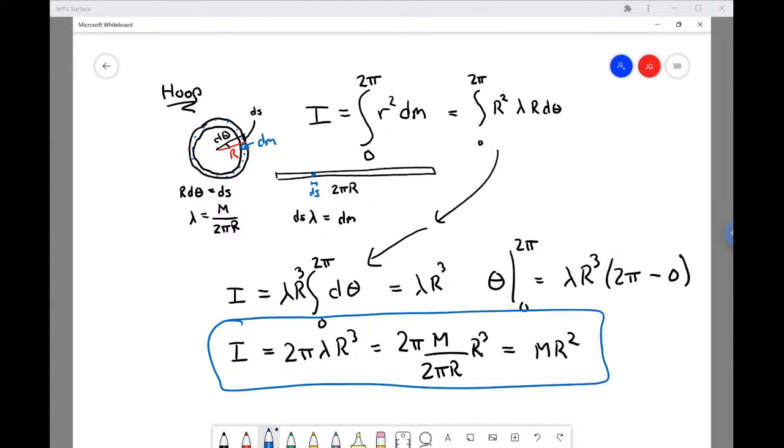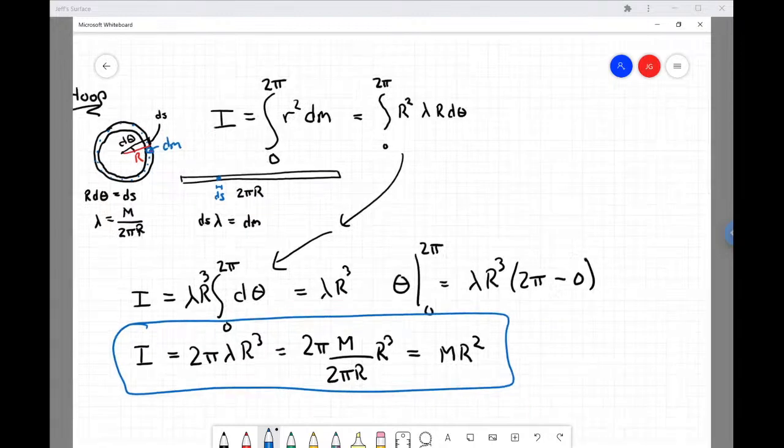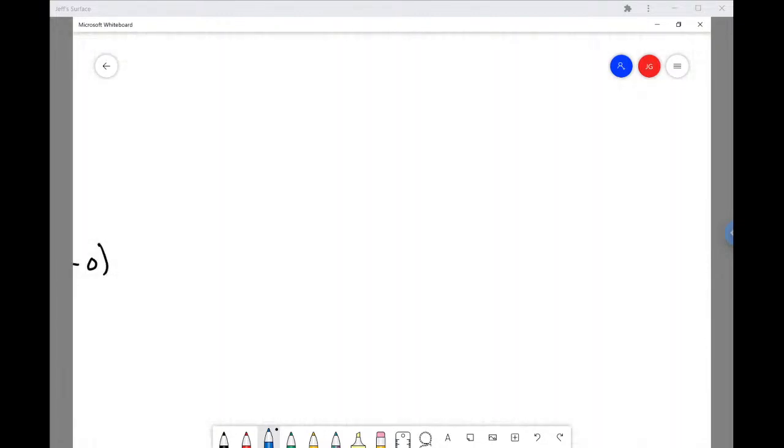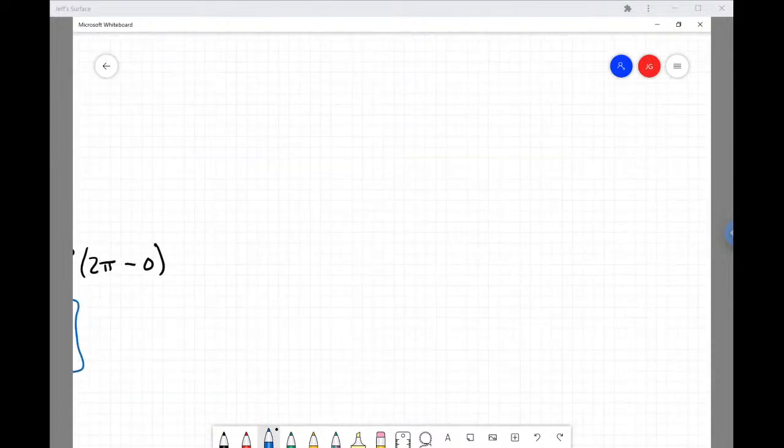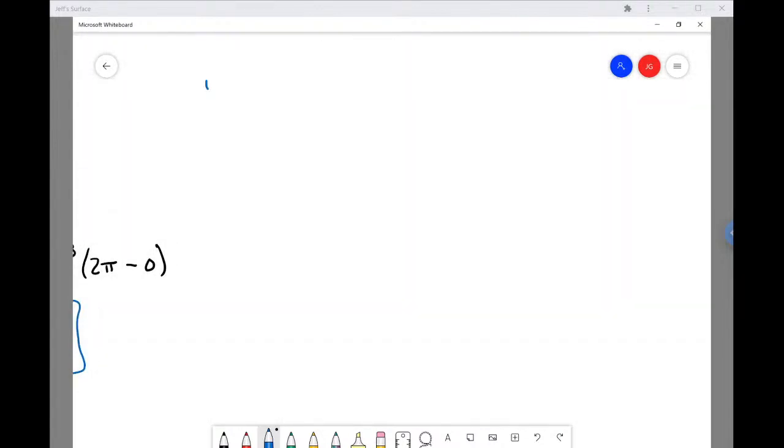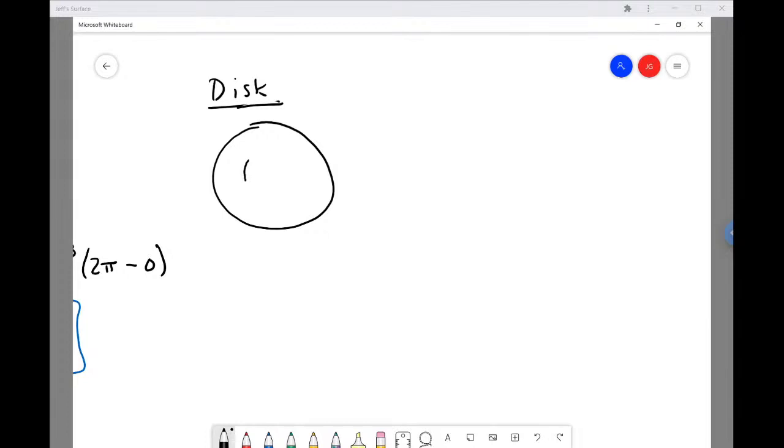All right, so let's not go back to the original question yet. Let's move on and think about the rotational inertia of the disk. Our result that we just got is going to make this one easier because, here we go, a disk is just a bunch of hoops.